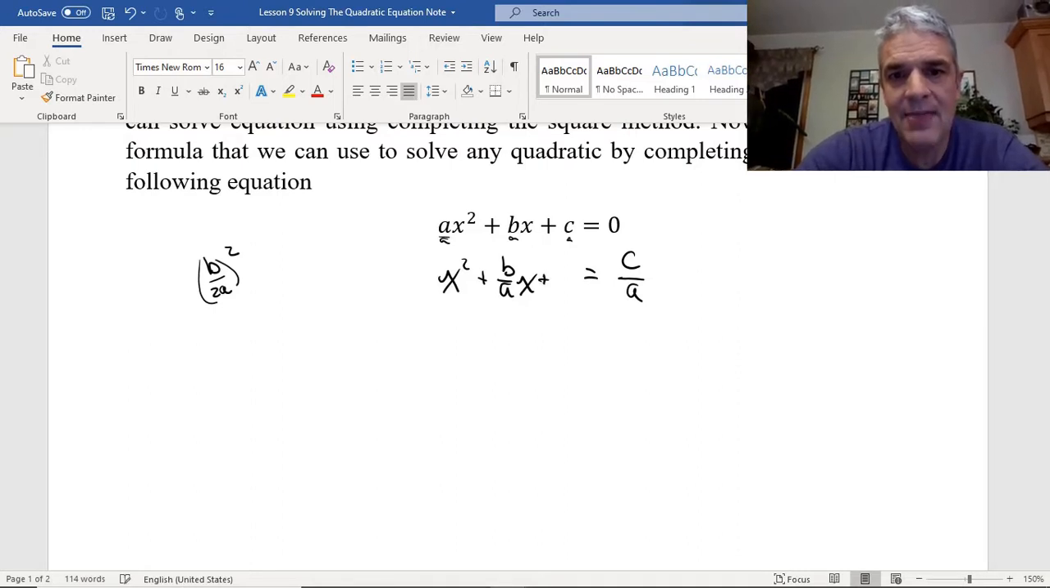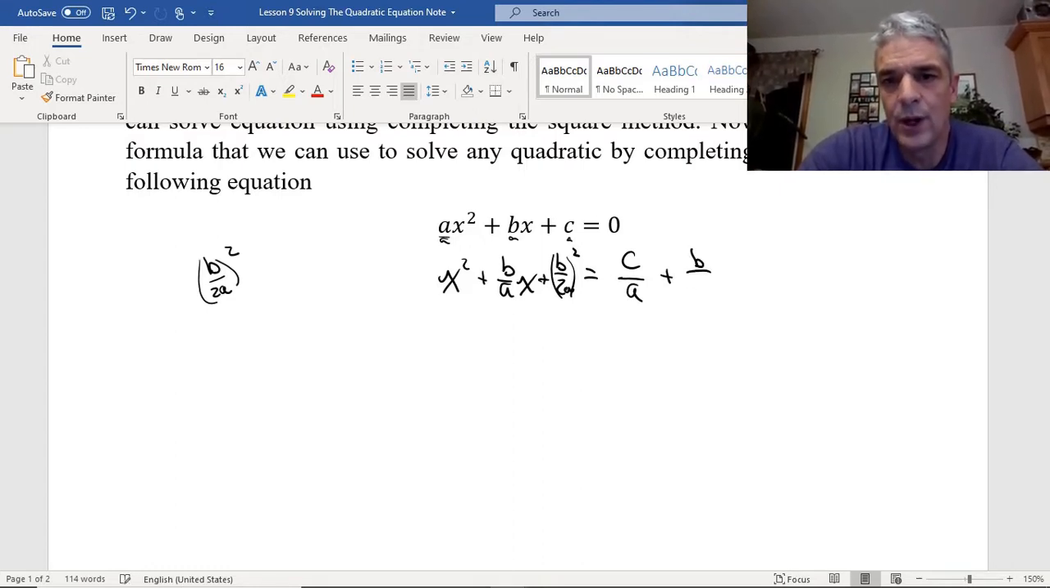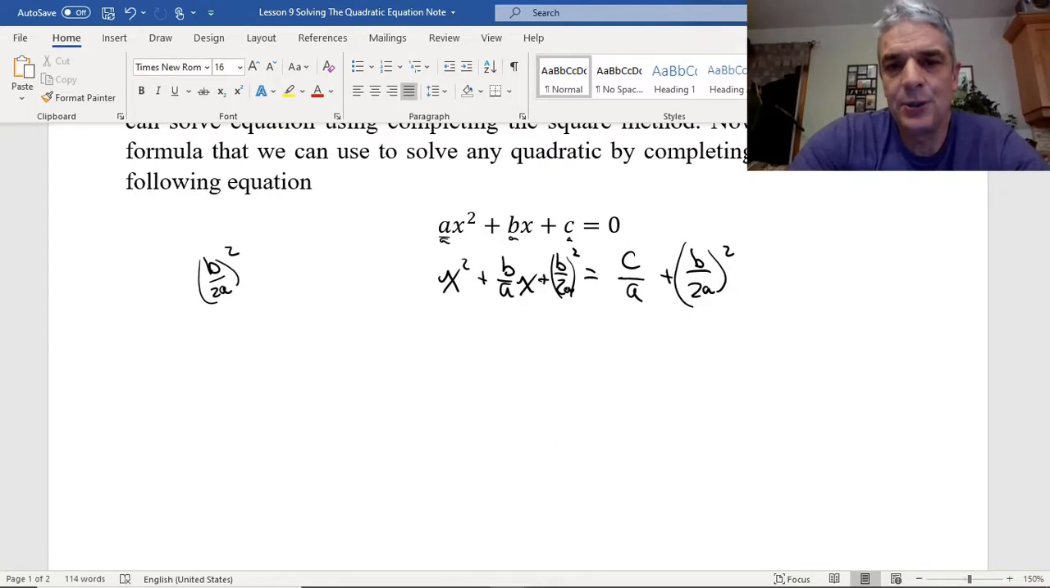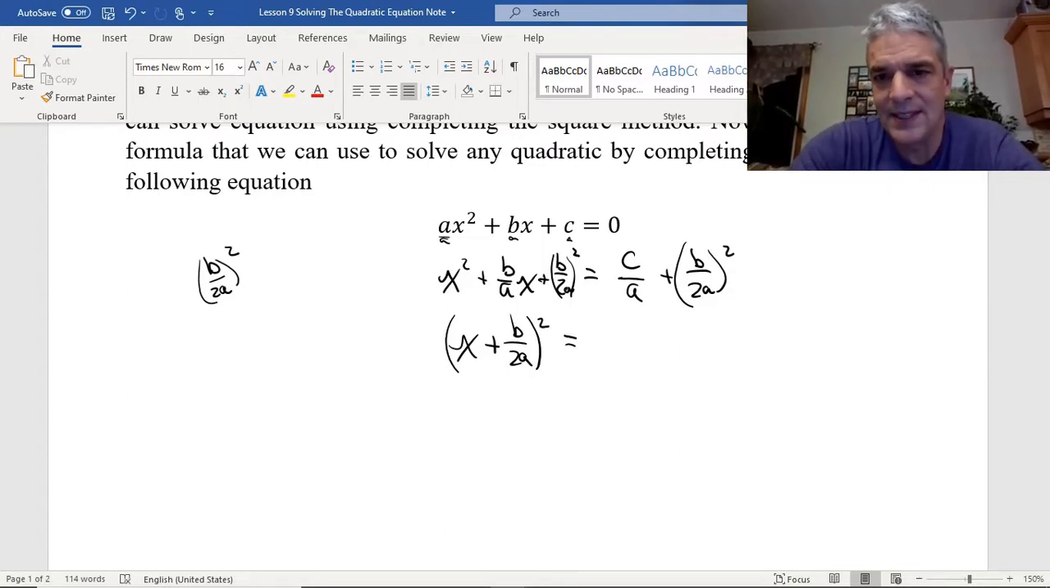And so I'd add that b over 2a squared right in here, and then I'd add that here, which is b over 2a squared. And this is where things get a little tricky. It's quite easy to make the perfect square here, which is simply going to be x plus b over 2a, and that's going to be squared. But over on this side, I want to actually add these two things together.